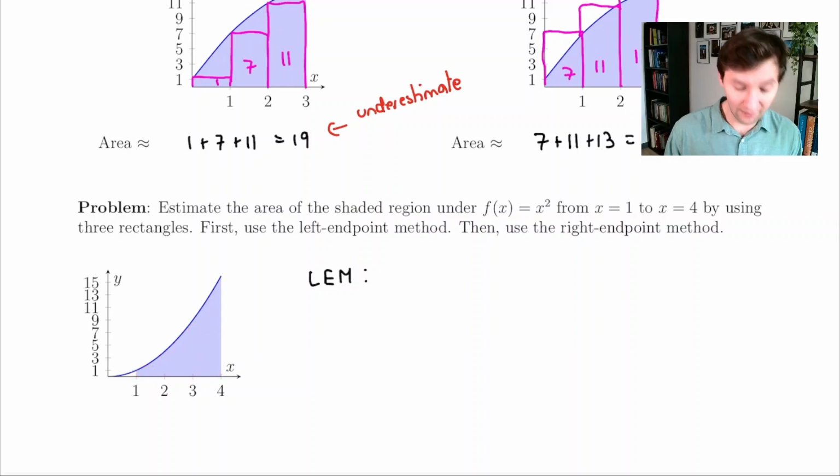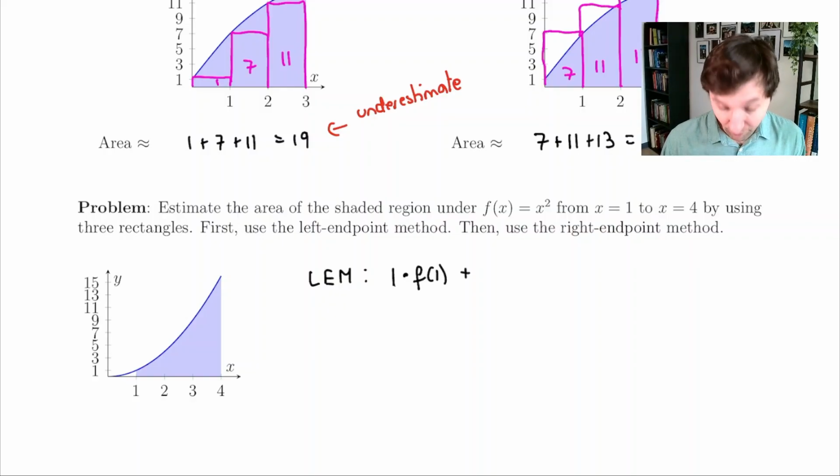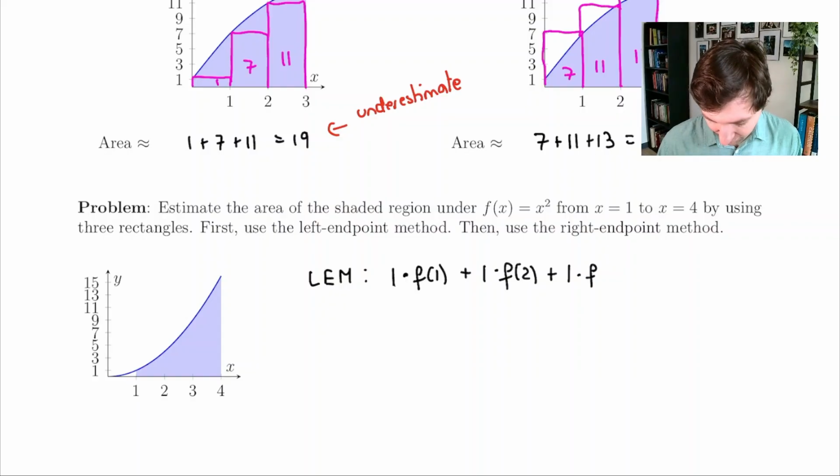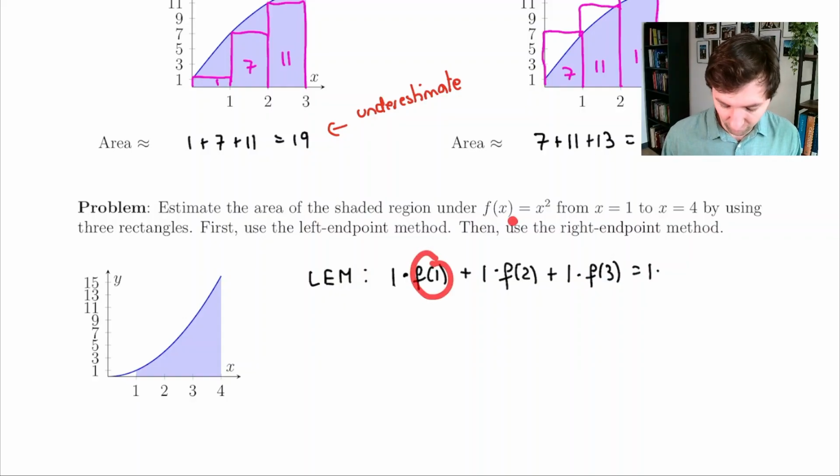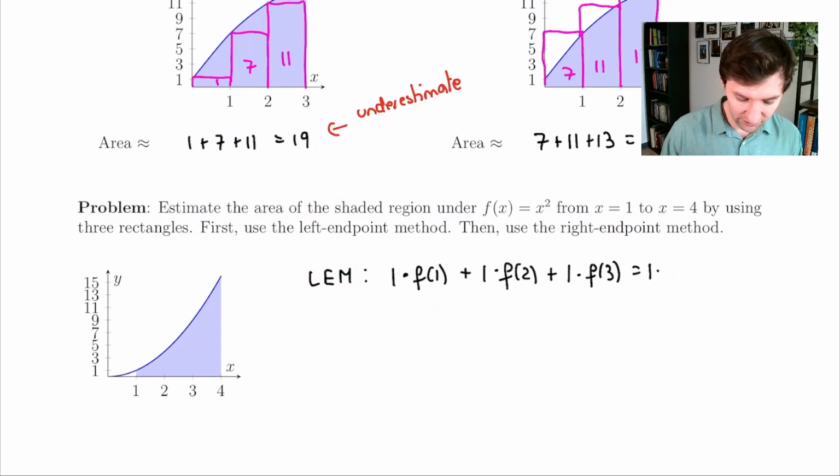Which means that the area of the first rectangle is the length of the base, which is 1, times the height, which is given by f of 1. The base of the second rectangle is also 1, the height is given by f of 2. The base of the third rectangle is 1, the height is given by f of 3. This gives me 1 times, and I know f of 1 because I know the formula for my function. When I plug in 1 to this formula, I get 1, which gives me just 1.